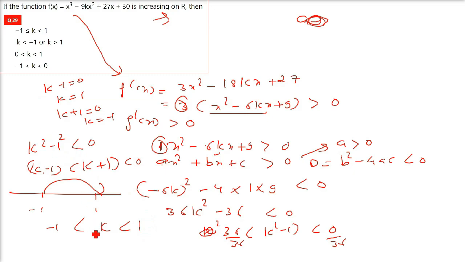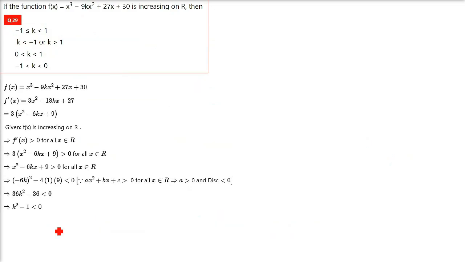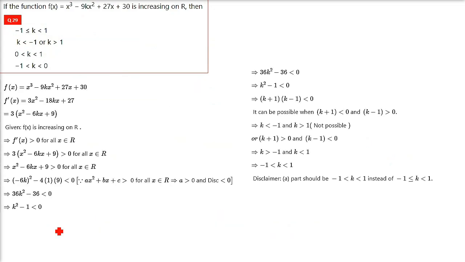What does that mean? See, the options are not there. The first option is the correct answer, but it should not be less than or equal to. That is, the correct option should be k between negative 1 and 1. That is going to be your answer. There is some catch here, and let me give you a disclaimer also, which you see on the right bottom. But first is the option.